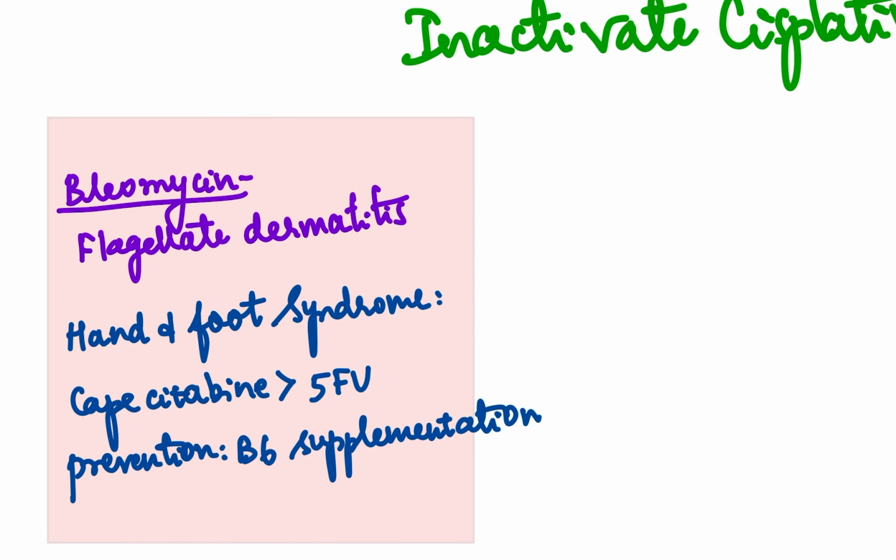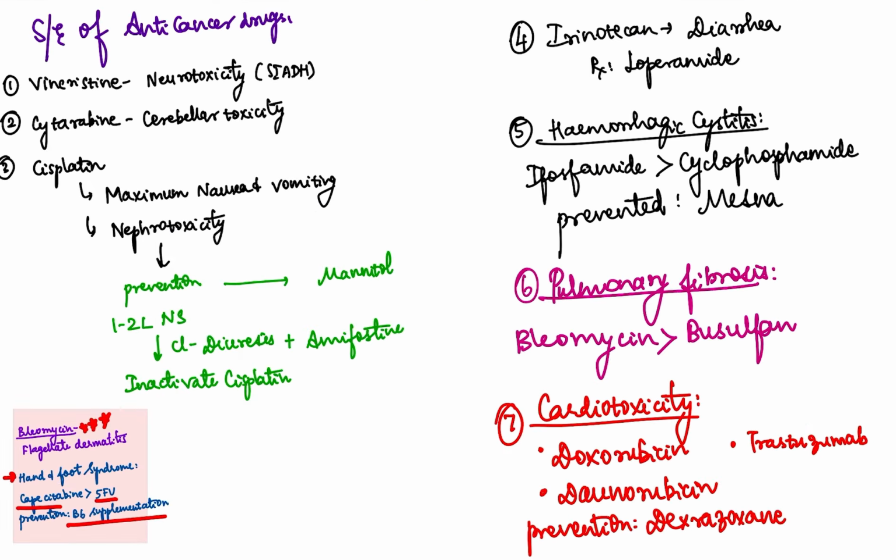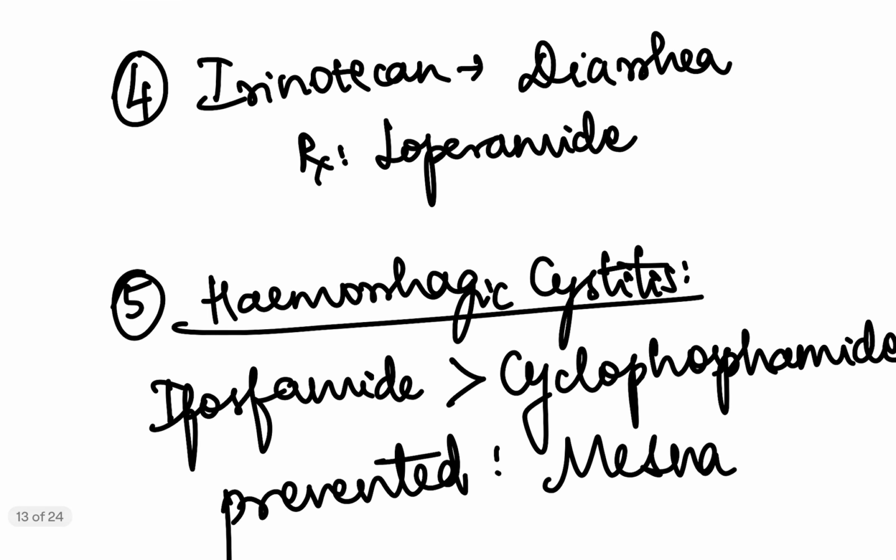Next is bleomycin. Very famous question. Bleomycin causes flagellate dermatitis, and hand-foot syndrome is caused by capecitabine greater than 5-fluorouracil. To prevent this hand-foot syndrome, you have to go for B6 supplementation. The next is irinotecan, which causes diarrhea, and for the treatment of irinotecan-induced diarrhea, you have to use loperamide.